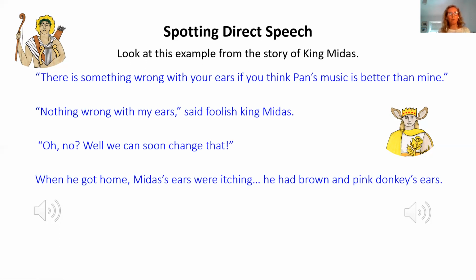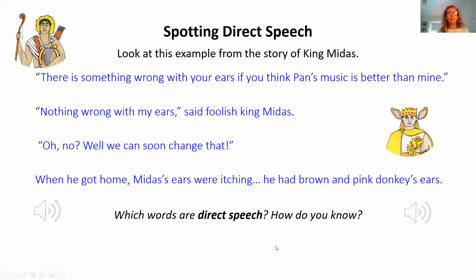There is something wrong with your ears if you think Pan's music is better than mine. Nothing wrong with my ears, said foolish King Midas. Oh no, well, we can soon change that. When he got home, Midas's ears were itching. He had brown and pink donkey's ears.